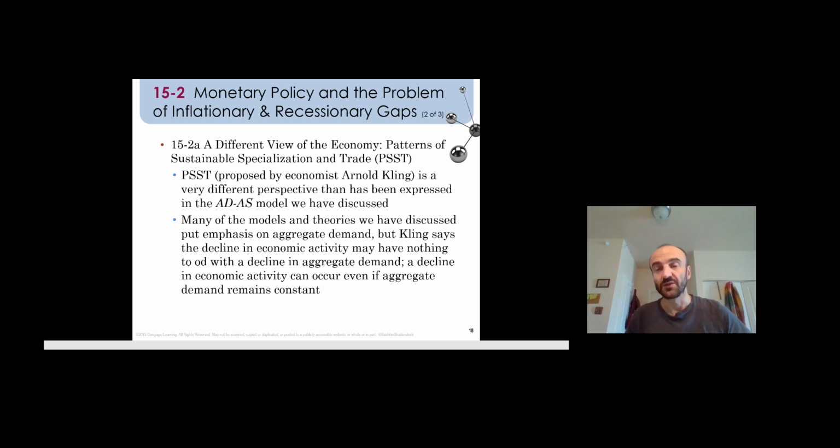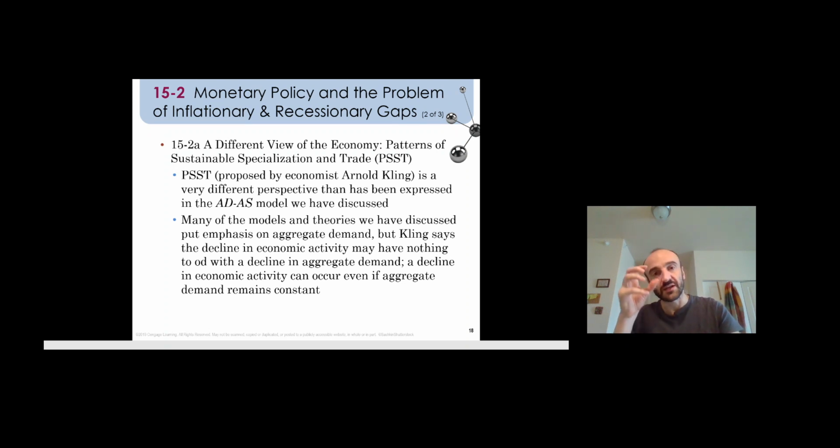So that's the theory that your textbook writer associates with Arnold Kling, and many other economists subscribe to this. For example, the members of the Austrian school, like Mises and Hayek, believe, namely, that what is the major cause of the business cycle and how we should think about the business cycle is actually that this is a structural distortion in the pattern of specialization and trade.